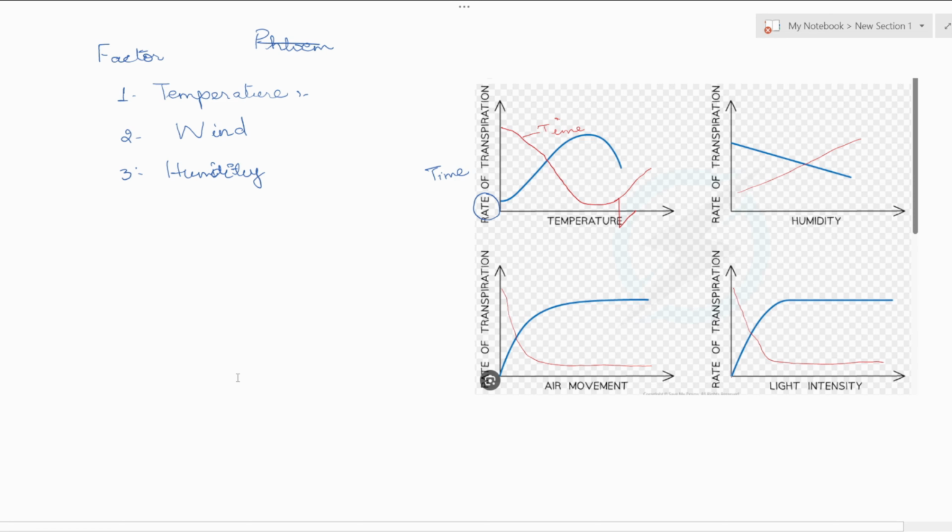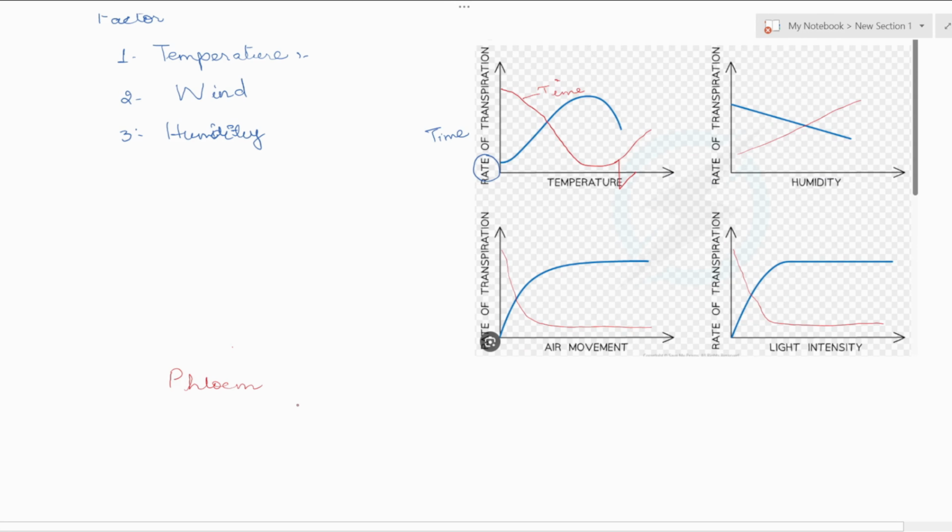Now let's discuss phloem because we still have time. What is the structure of phloem? Let's talk about the structure. The very first thing is they are living cells and they have companion cells. Why do they have companion cells? These phloem vessels.